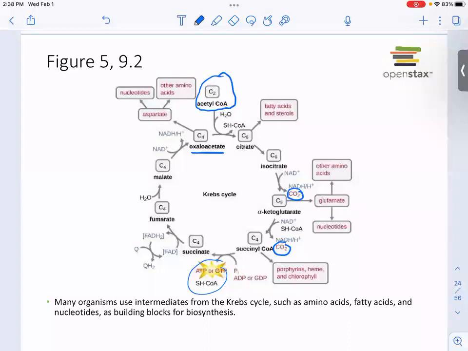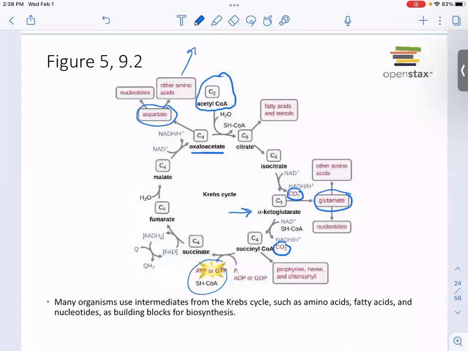I just want you to appreciate that some of these intermediates, like in this case alpha ketoglutarate, instead of continuing on in the Krebs cycle, can be used as a precursor to make glutamate, which can then be used to make some amino acids or even nucleotides. Over here, this oxaloacetate can be used to make aspartate, which can be used to make nucleotides or amino acids, or especially sugars. So that's where gluconeogenesis comes in.